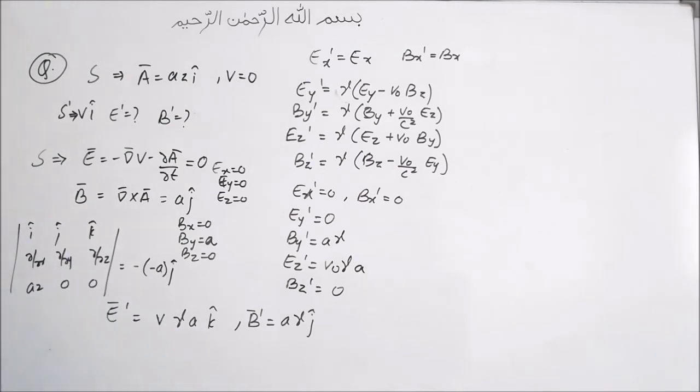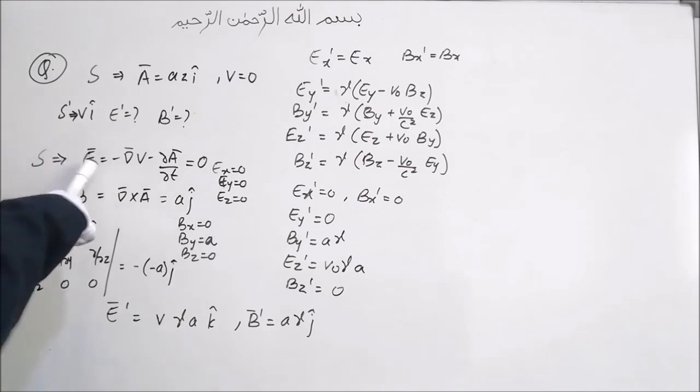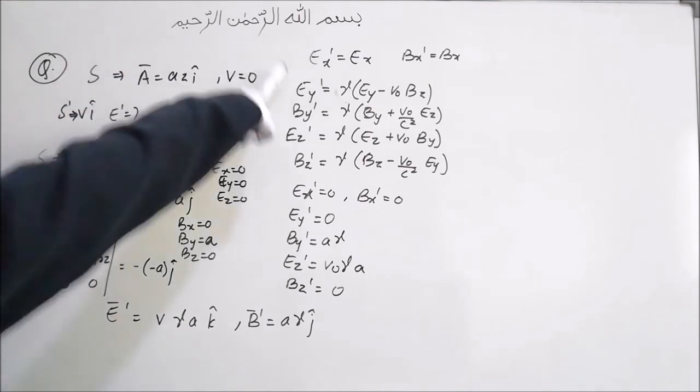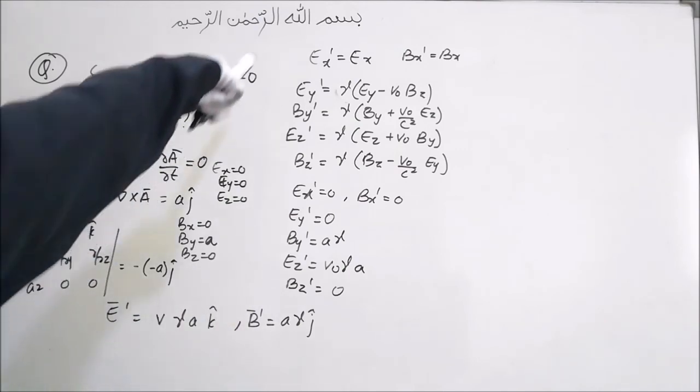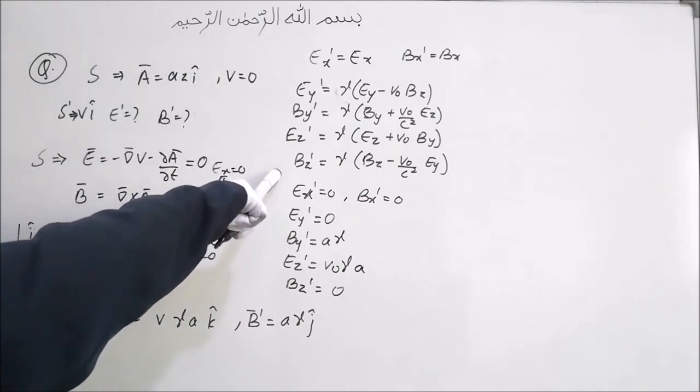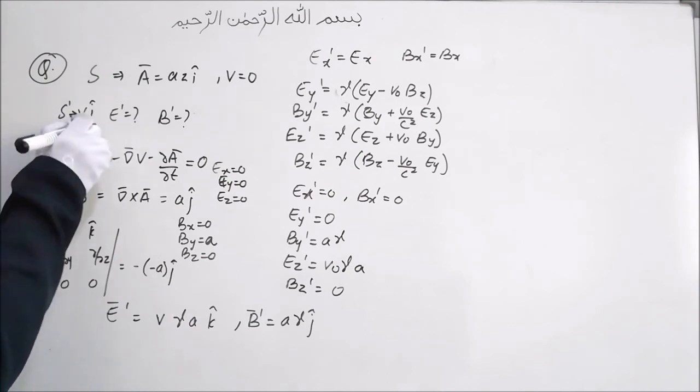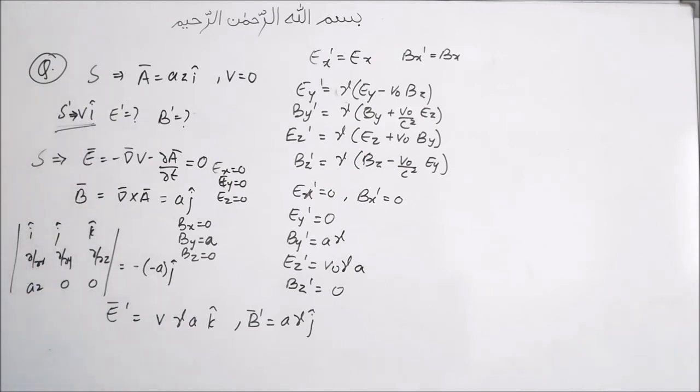It is simple. Just find the electric field and the magnetic field in S. Use the transformation equations and find that in the other frame. But remember which type of transformation equation you have to use. You have to look at the velocity in which direction this frame S dash is moving. Based on that, your transformation equations will also change.